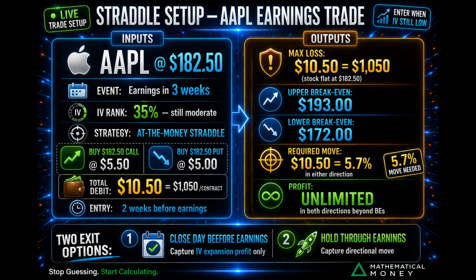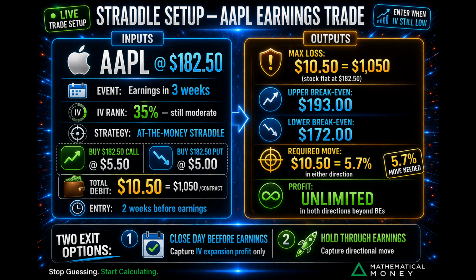Apple is trading at $182.50. Earnings are announced in 3 weeks. Implied volatility rank is currently at 35%, still moderate, not yet at the pre-earnings peak. You decide to enter a straddle 2 weeks before earnings to capture the vega expansion as earnings approach, as well as the post-earnings move. The at-the-money straddle: buy the $182.50 call at $5.50, buy the $182.50 put at $5. Total debit: $10.50, $1,050 per contract.